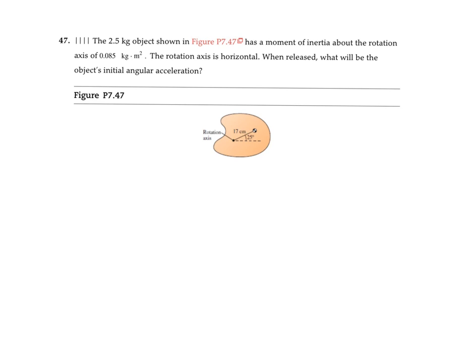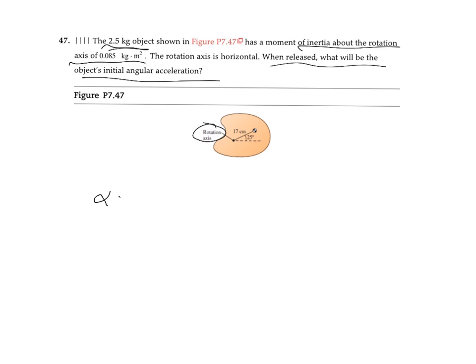Alright, this one's a little tricky. Well, let's see, what do we have? We have a 2.5 kilogram object. It has a moment of inertia around the axis of rotation, which they label right here, of some number. The rotation axis is horizontal. When released, what will be the object's initial angular acceleration?